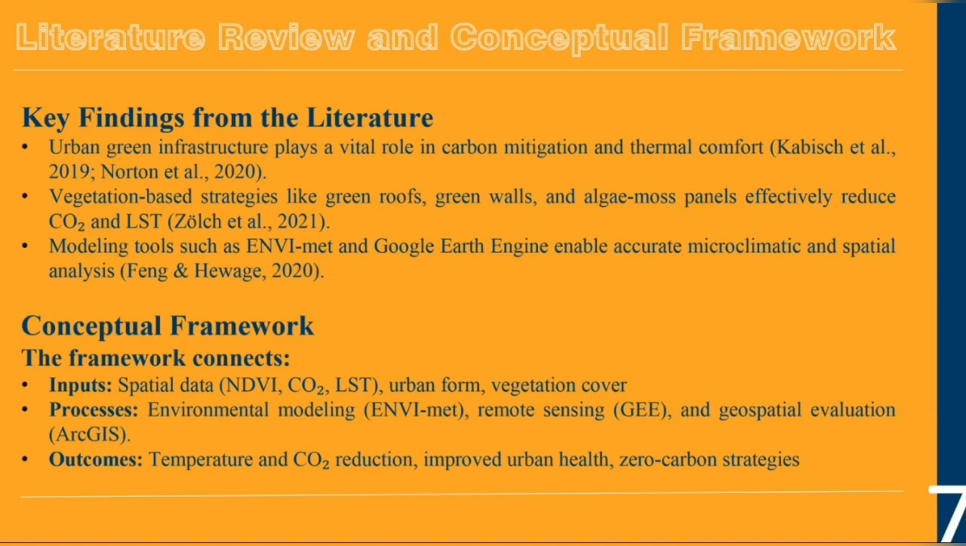Urban green infrastructure is essential for carbon reduction and improving thermal comfort, and vegetation strategies like green roofs, walls, and algae or moss panels effectively reduce carbon dioxide and land surface temperature. And modeling tools like ENVI-met and Google Earth Engine allow for precise microclimatic and spatial analysis.